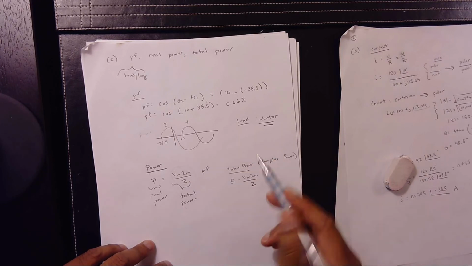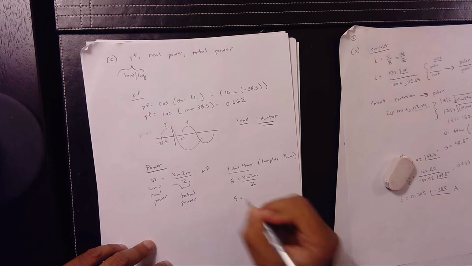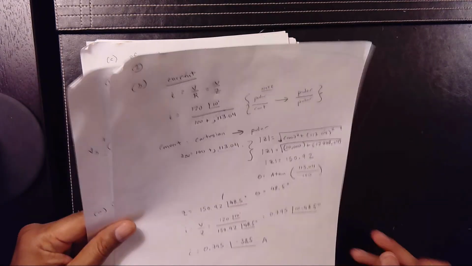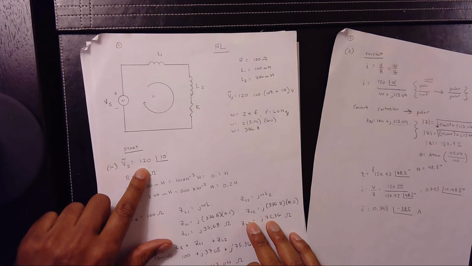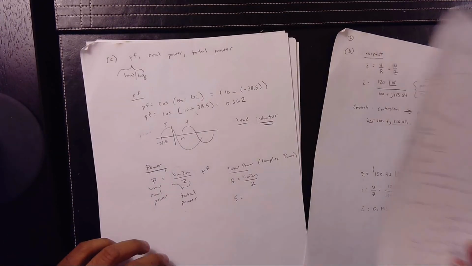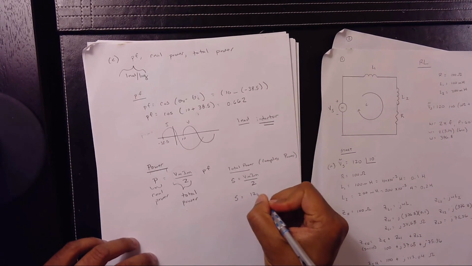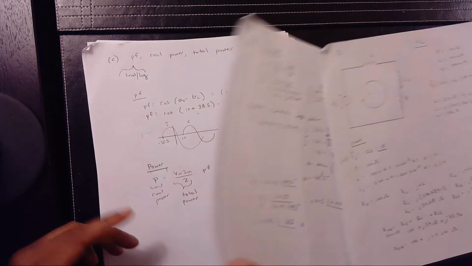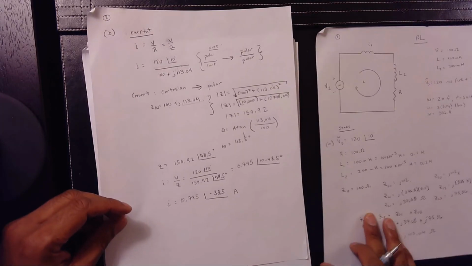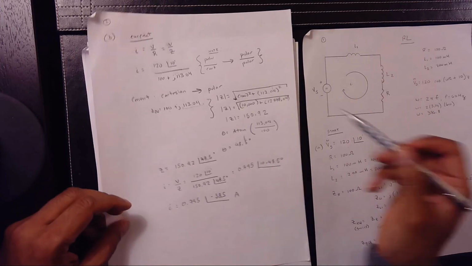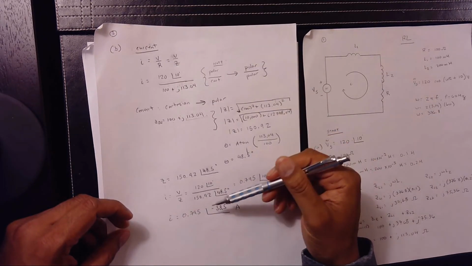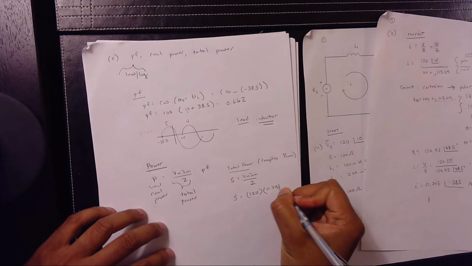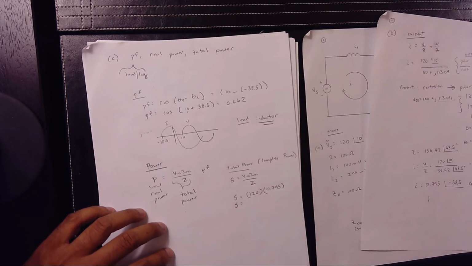So how do I get the value? Well, the value is very simple. Our values are our magnitude. So what's our magnitude for voltage here? That's 120. What's our magnitude for current? We already calculated the magnitude for current on page 2. So page 1, we have our voltage. Page 2, we have our current, which is 0.795. So S is equal to what?